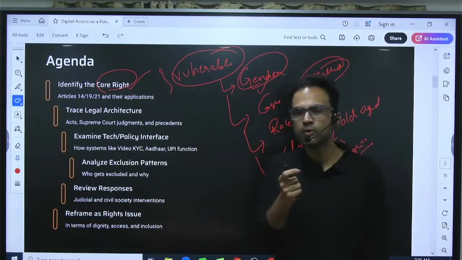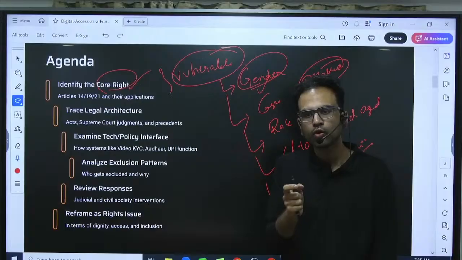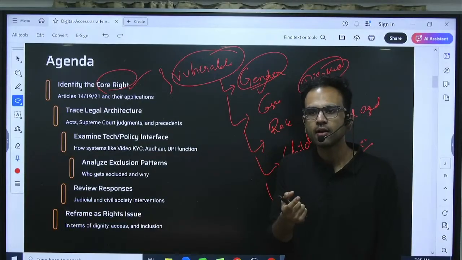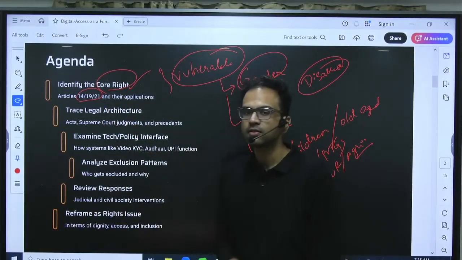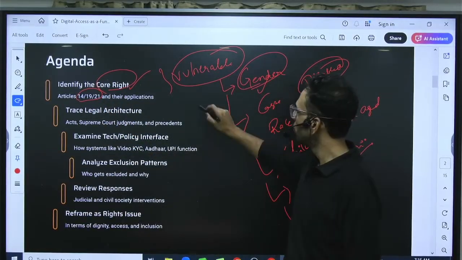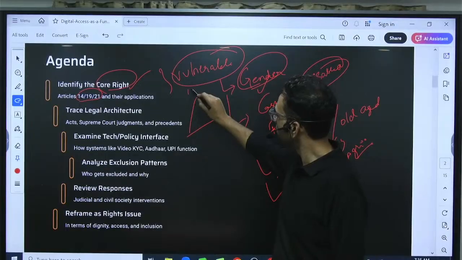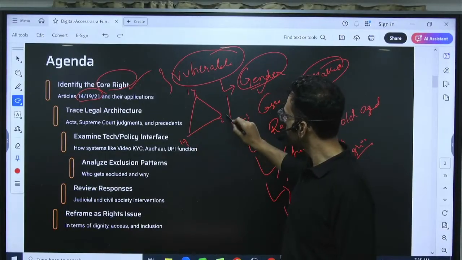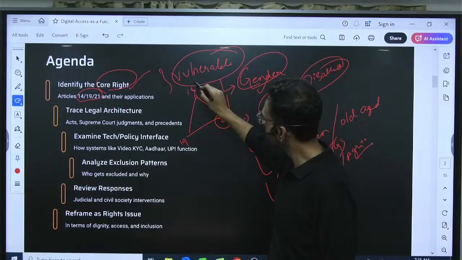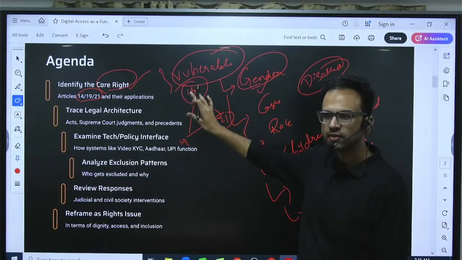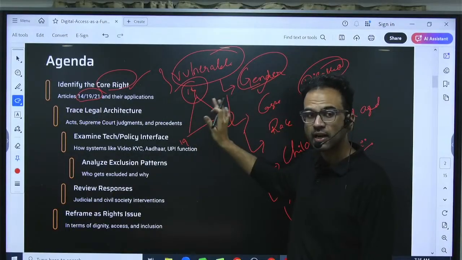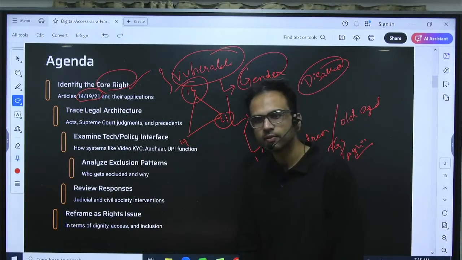Firstly, you have to identify the core right that we have to demand, and most of the time it is within these three articles. The golden triangle of 14, 19 and 21. Why are they called the golden triangle? Why are these fundamental rights part of the golden triangle?